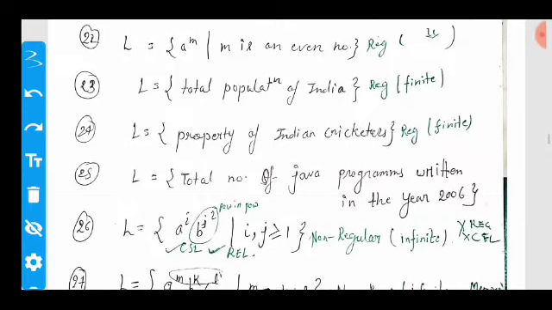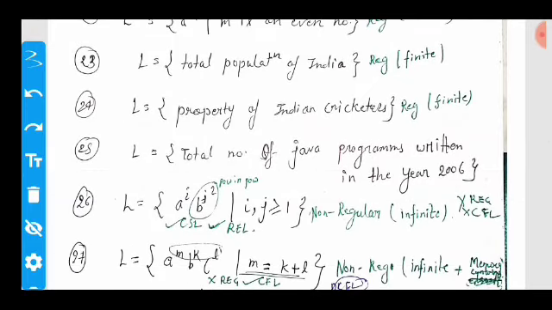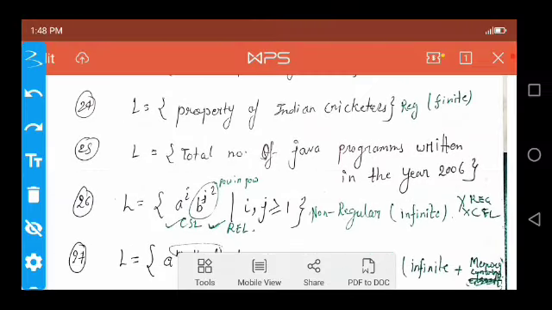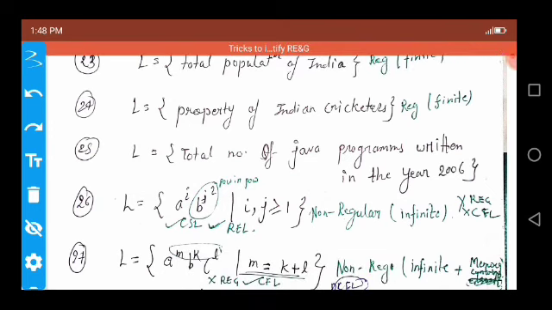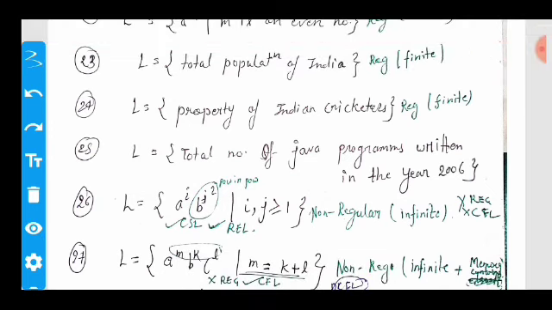L equal to the total population of India. This is a finite solution because the total population of India is always finite. So it is regular. Now move on to the next, the property of cricketers. So it is also always a finite language. So it is regular.